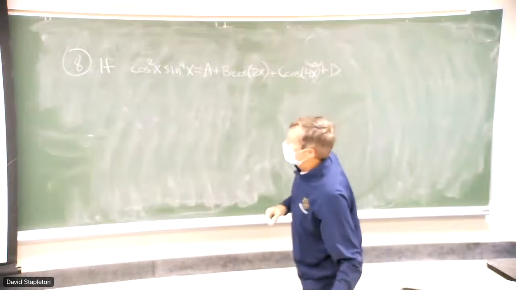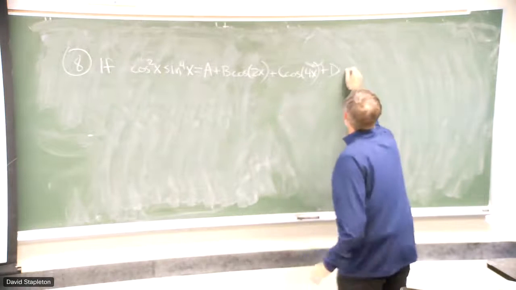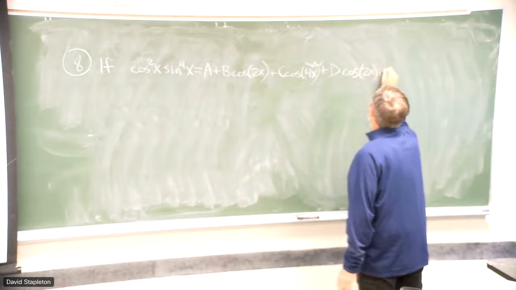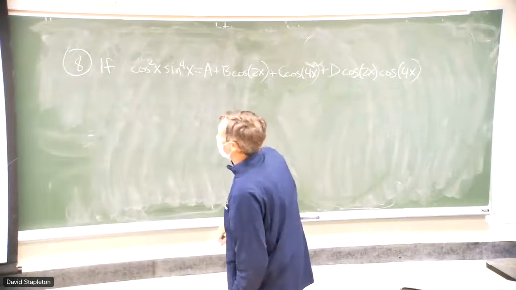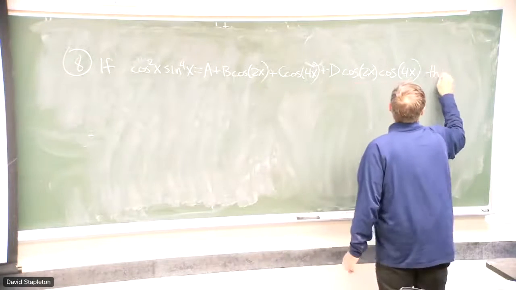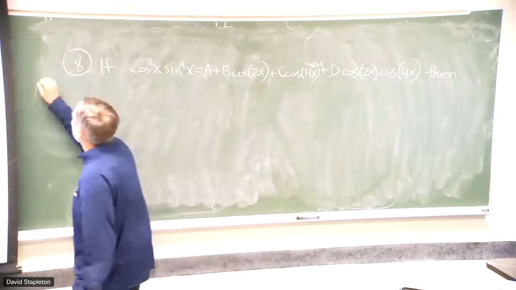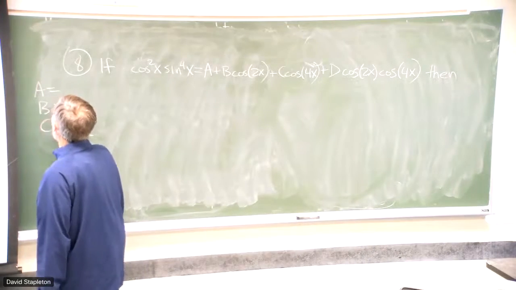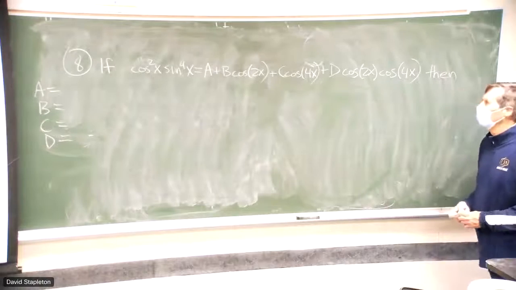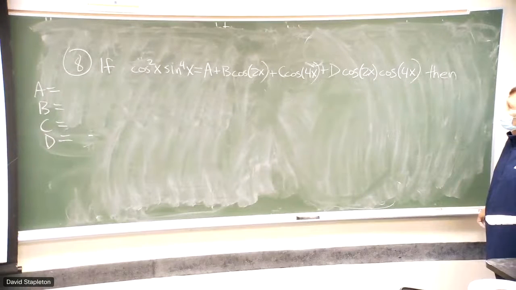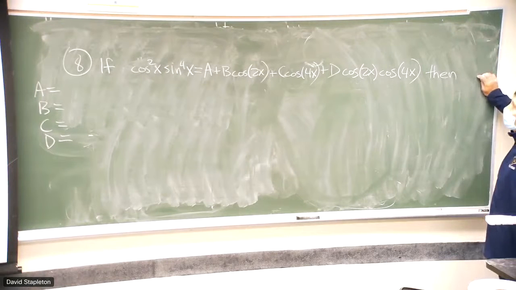Plus d cosine 2x cosine 4x. Then a, b, c, d equals what? How about that? This is essentially a simplification problem, just a very convoluted one. There's a lot of ways to actually go about doing this, and I'm not sure I'm going to show you the easiest way here. Sometimes they have a particular way that's real fast that I don't recognize yet.